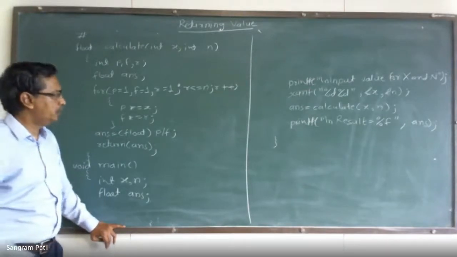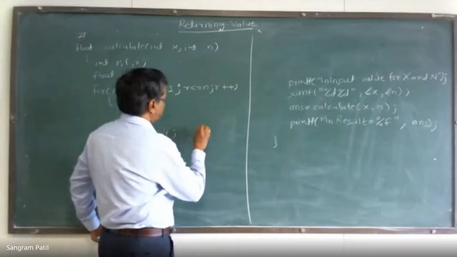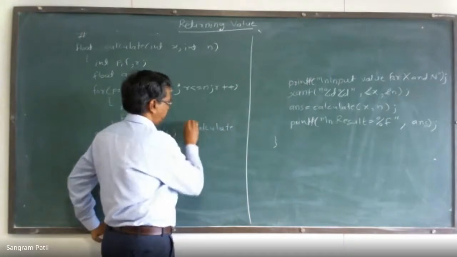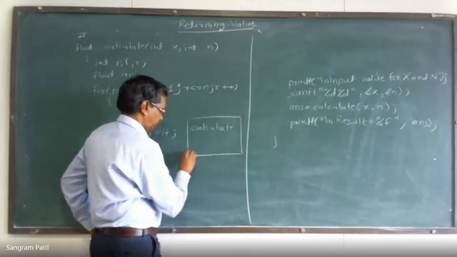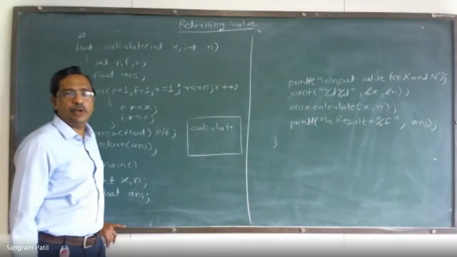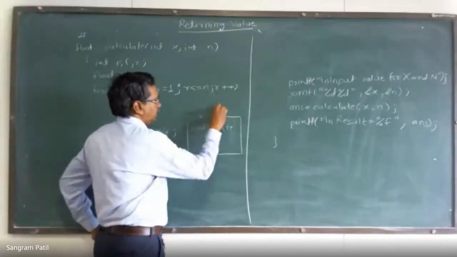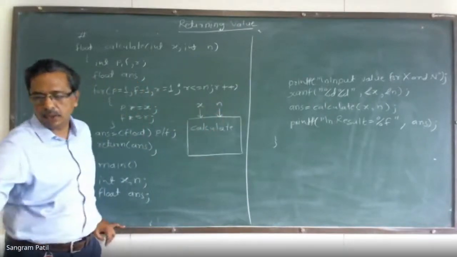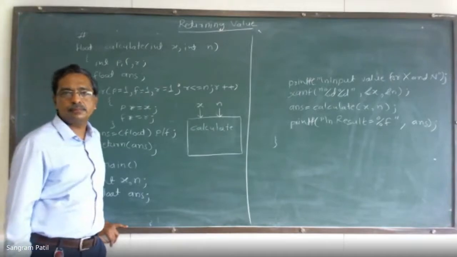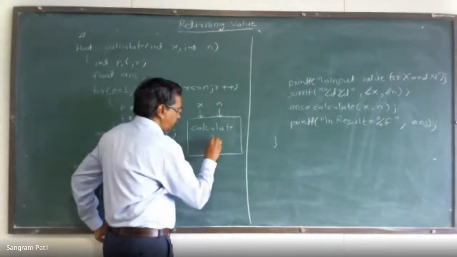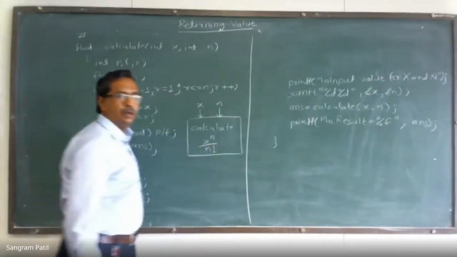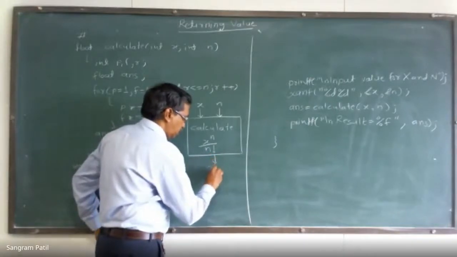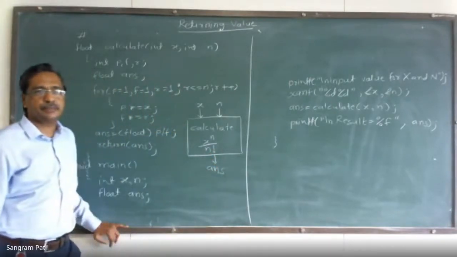Now your function name is calculate, which takes value of x and n. This will calculate x raised to n divided by n factorial, and this returns value of answer.